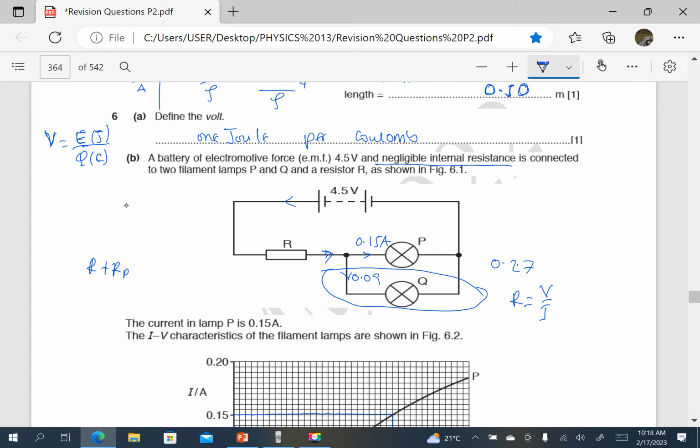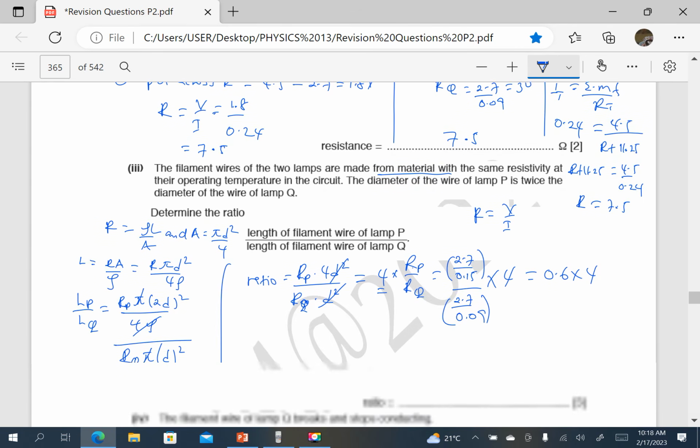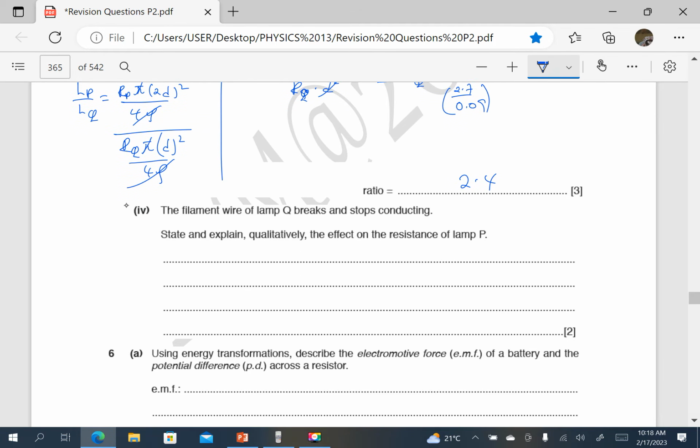So since the PD across P is greater, then it implies that the resistance of P should therefore be increasing. It should increase because the PD across P is greater and the current is going to increase. And if current increases, of course, when we think about this theoretically, we know that if the current through a filament lamp increases, with time the temperature increases, and if the temperature increases, the resistance of the filament increases. Therefore, we are saying the PD across P is greater.